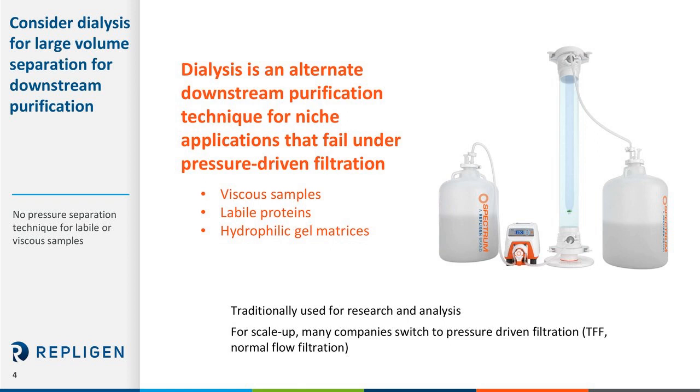So traditionally, dialysis is used at the research analysis scale, and at scale-up, many companies will switch to a pressure-driven technology like tangential flow or normal flow filtration. The crux of this presentation is I want you guys to consider dialysis as a large volume separation tool for downstream purification. It's specifically good in niche applications that may fail under pressure-driven filtration. There's many different places, but the top three would be viscous samples, things that are simply too thick to pump through a filtration, a labile protein if you have a protein that's subject to shear, or a hydrophilic gel matrix which would form a gel across your hollow fiber filtration membrane.